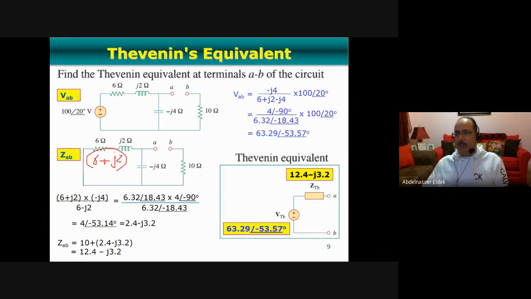Okay, this one here is parallel with this one here because they are both connected to these two nodes. So they are parallel, so you multiply and divide by the summation. You multiply 6 plus j2 times negative j4 and divide by the summation. This is what I did here. Okay: 6 plus j2 times negative j4 divided by 6 minus j2, because it is negative j4 plus j2, which will be negative j2.